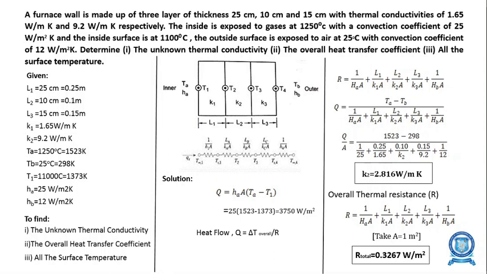Therefore, I have identified the given problem belongs to the composite plane wall since it has been given as 3 layers. Thus, those 3 layers have the thickness of 25 centimeter, 10 centimeter, and 15 centimeter. That is the first layer having 25 centimeter thickness, that is L1. The thickness is said to be L. Therefore, L1 is equal to 25 centimeter, L2 is equal to 10 centimeter and L3 is equal to 15 centimeter, with thermal conductivities of 1.65 and 9.2 respectively. And here the K1 and K2 values were given.